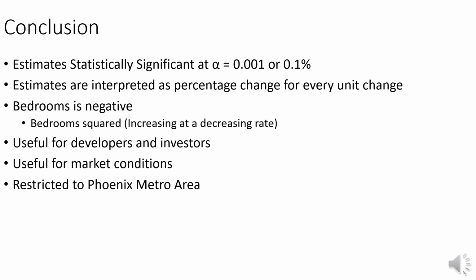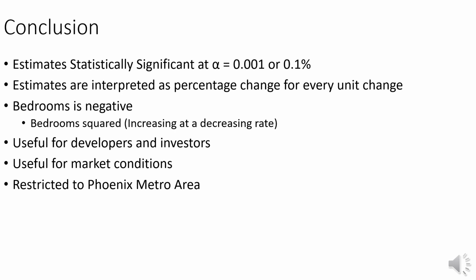So for example, for bathrooms, the decimal form is 0.08107, which means that for every additional unit of bathroom that is added to the property, it will increase the property's value by about 8.107%. Now, the estimate coefficient for bedrooms is negative.